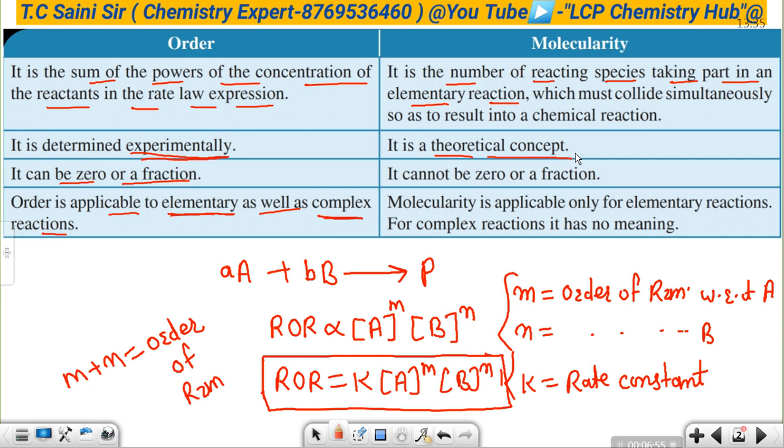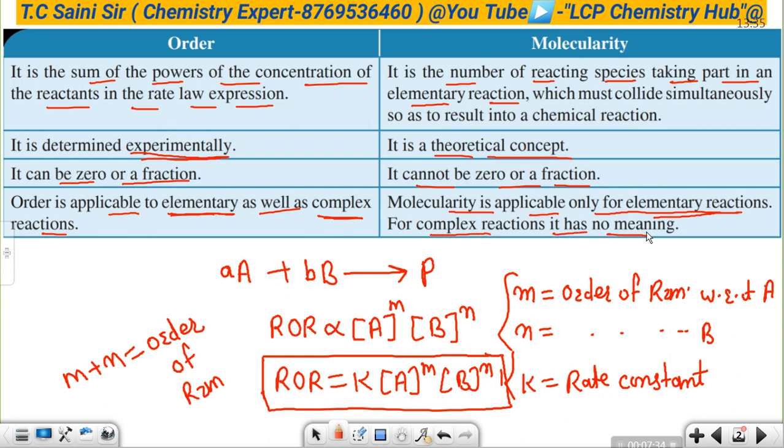The third point is, molecularity cannot be 0 or a fraction. Keep it in mind, molecularity can be neither 0 nor a fraction. It is only a complete integer number, whereas order of reaction can be 0 or a fraction, but molecularity of a reaction cannot be 0 or a fraction. The last point for molecularity of a reaction, molecularity is applicable only for elementary reaction. For complex reaction, it has no meaning.